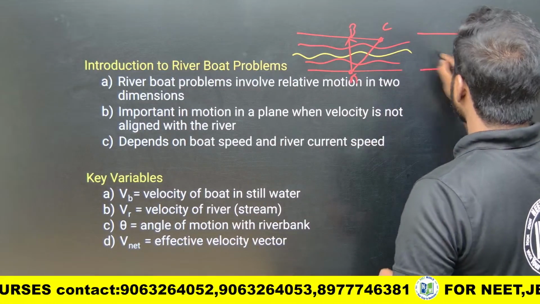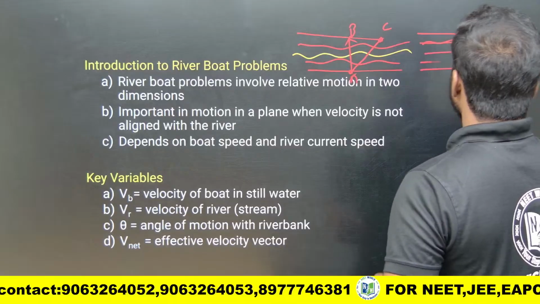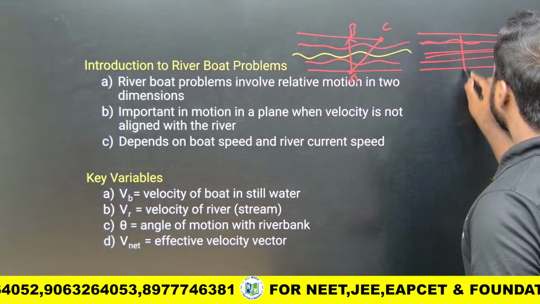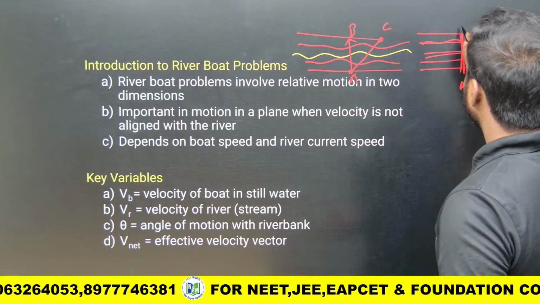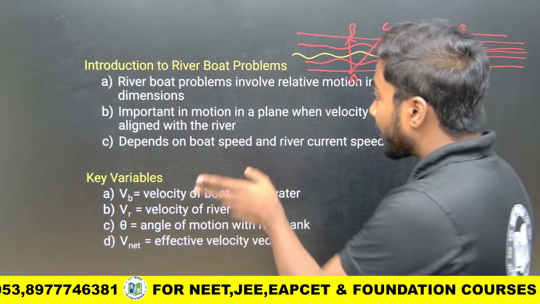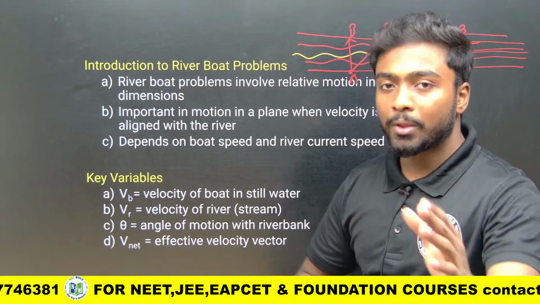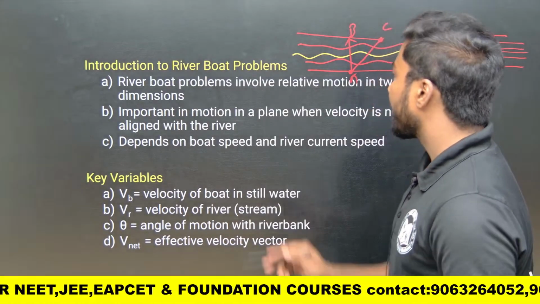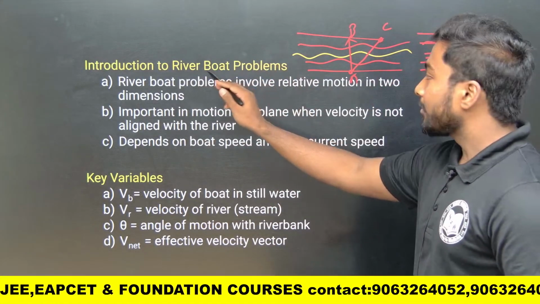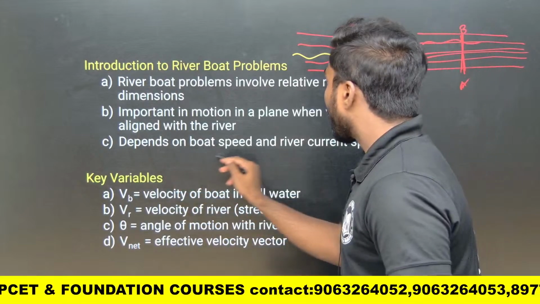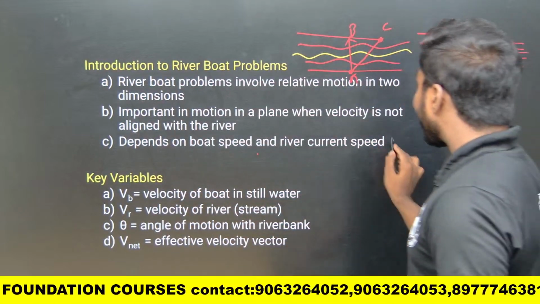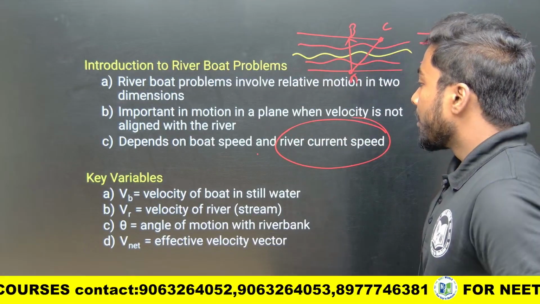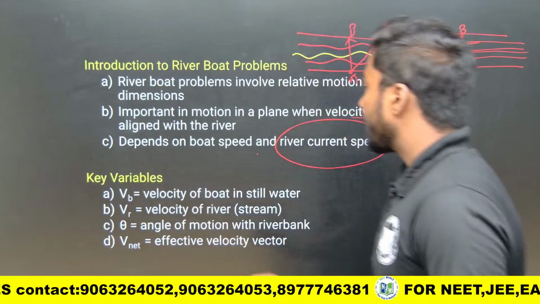Suppose the river is not flowing, the water is at rest. You want to move, you can move easily from point A to point B, right? But the river is also moving and you are also moving. Then two motions are taking place simultaneously. That's why we are dealing with river and boat problem. So it depends on boat speed and river current speed. River current speed in the sense, how much speed the river is going. Okay, so the key variables have been given.